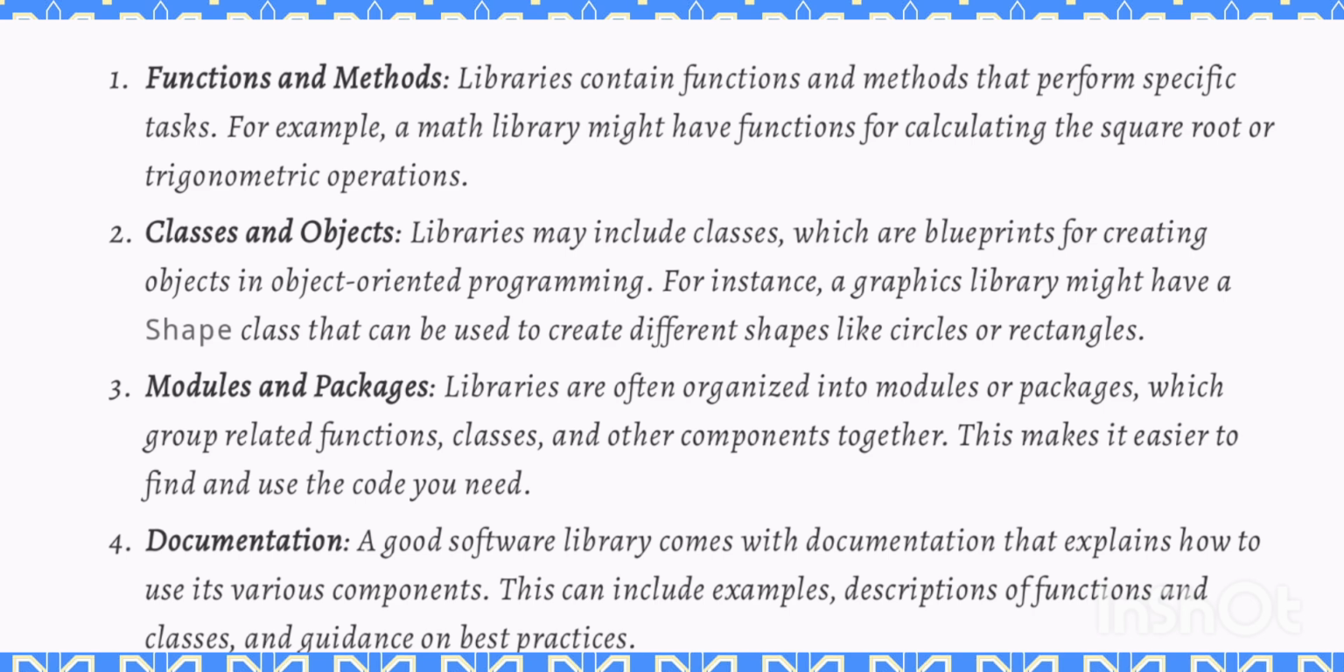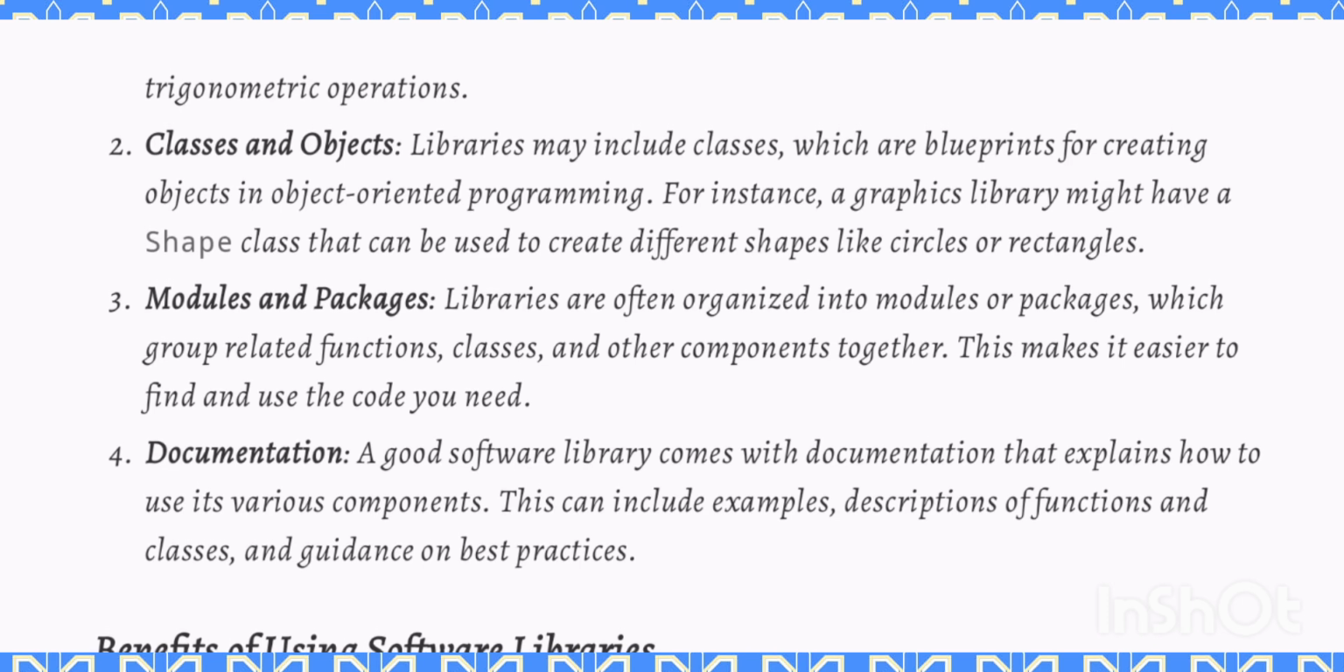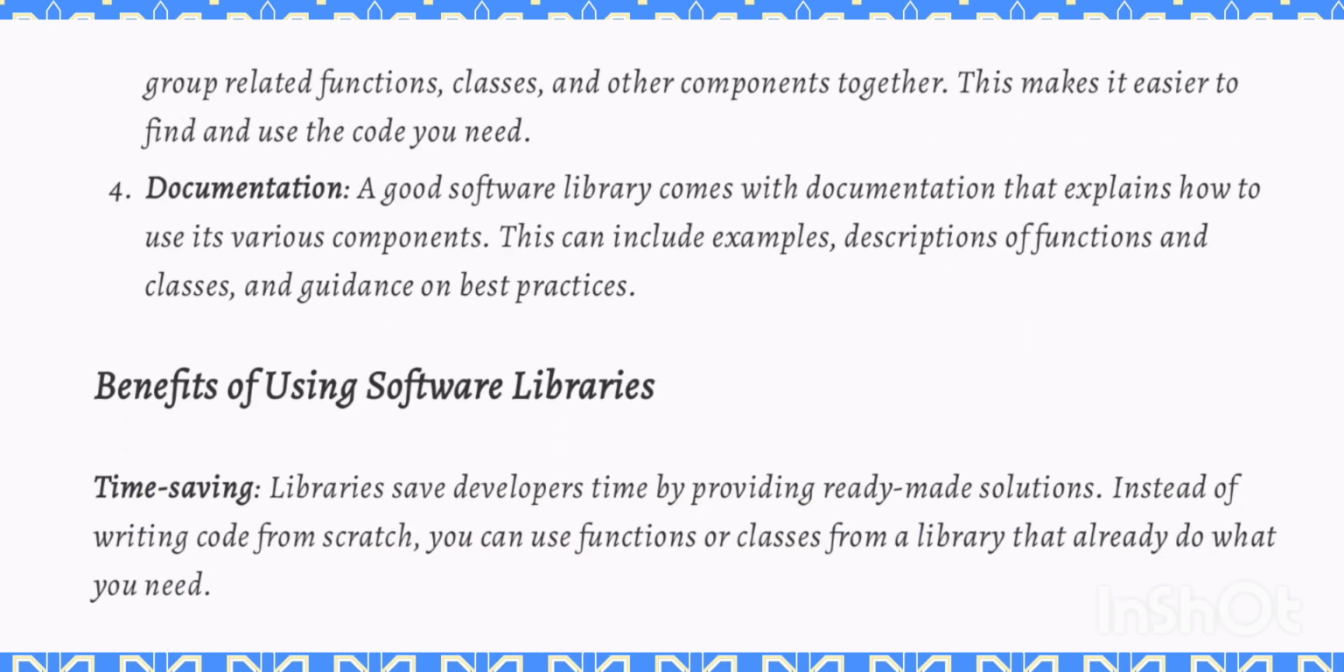3. Modules and packages. Libraries are often organized into modules or packages, which group related functions, classes, and other components together. This makes it easier to find and use the code you need. Documentation. A good software library comes with documentation that explains how to use its various components. This can include examples, descriptions of functions and classes, and guidance on best practices.